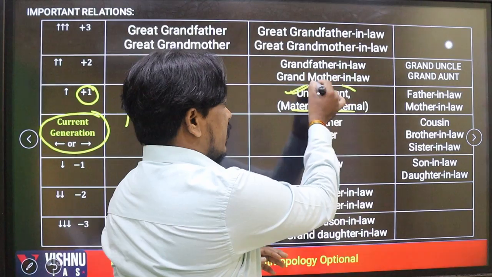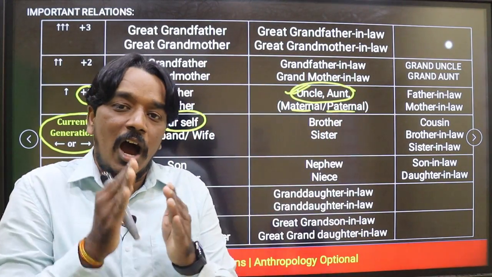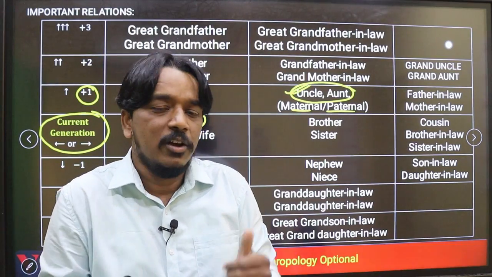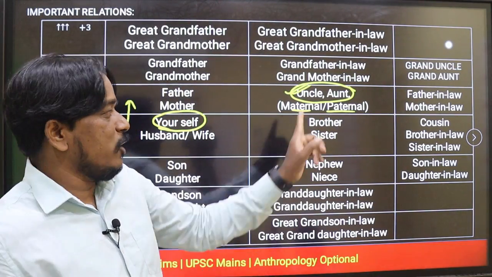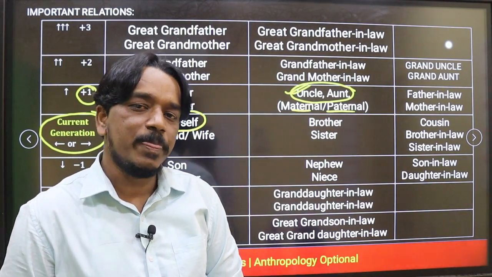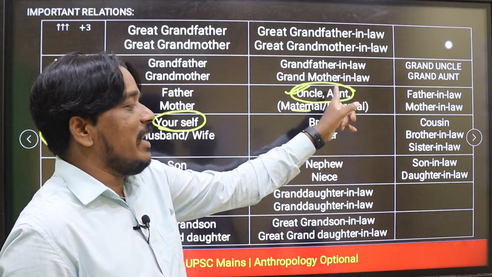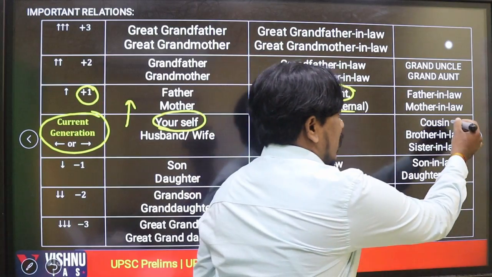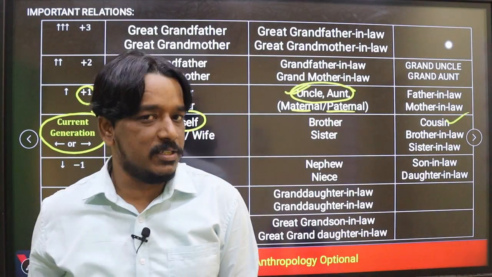I hope everyone is clear, guys, about who is an uncle and who is an aunt. Uncle and aunt are different from father-in-law and mother-in-law. First we'll focus on uncle and aunt. Any uncle or any aunt having children, their children we can call cousins. I hope this point is clear.